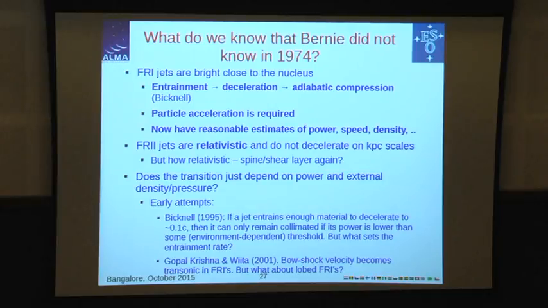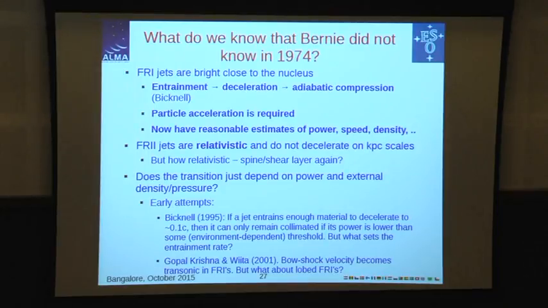I've put what I think we know now in bold. Fairly soon after the Fanaroff-Riley division was discovered, a number of people came up with the ideas that jets are Kelvin-Helmholtz unstable. They might entrain material and decelerate. They might become turbulent. They are adiabatically compressed, and so the brightness would stay high. That's part of the story, but not all of it.